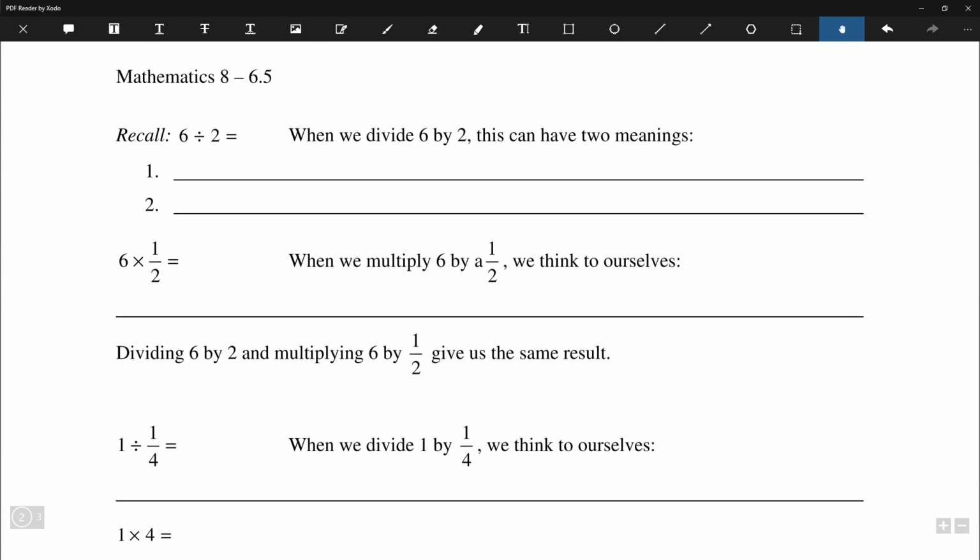So here we have, recalling, 6 divided by 2. Back when we looked at integers, dividing 6 by 2 had two different meanings. This would be either 6 objects into 2 groups, or 2 equal groups, and then that will be 3 objects per group.